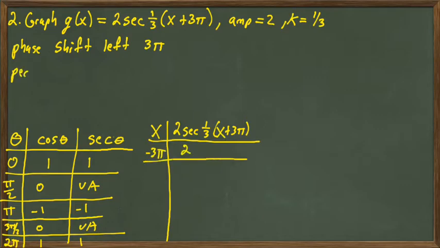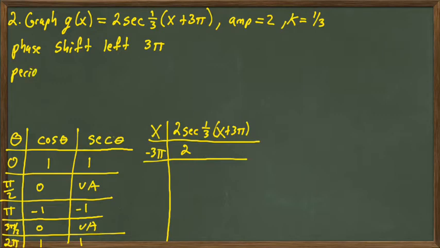And notice I've already figured out what this value is. I take this y value and multiply it by 2. If I had some sort of vertical shift, I would add or subtract that also. So our first value on our table is negative 3 pi over 2 and 2.